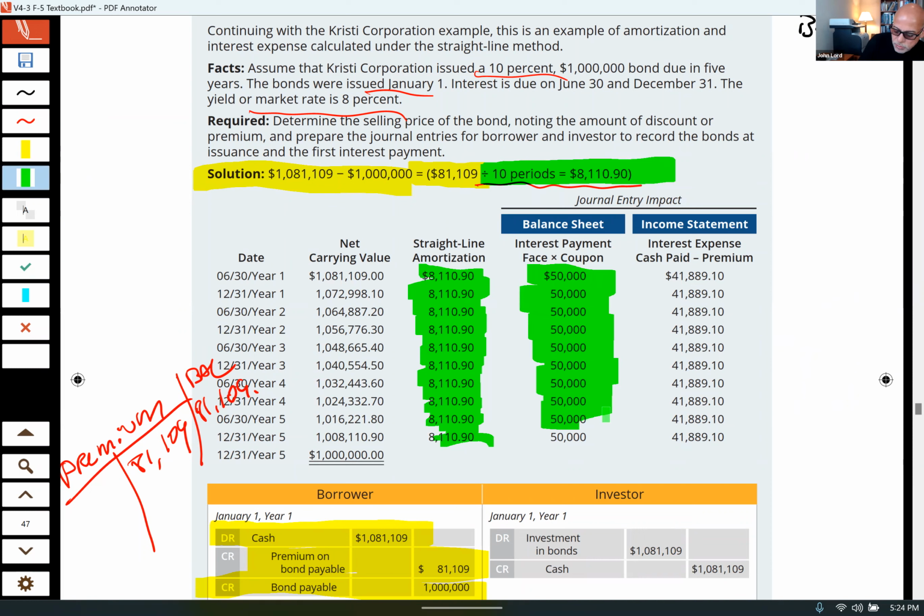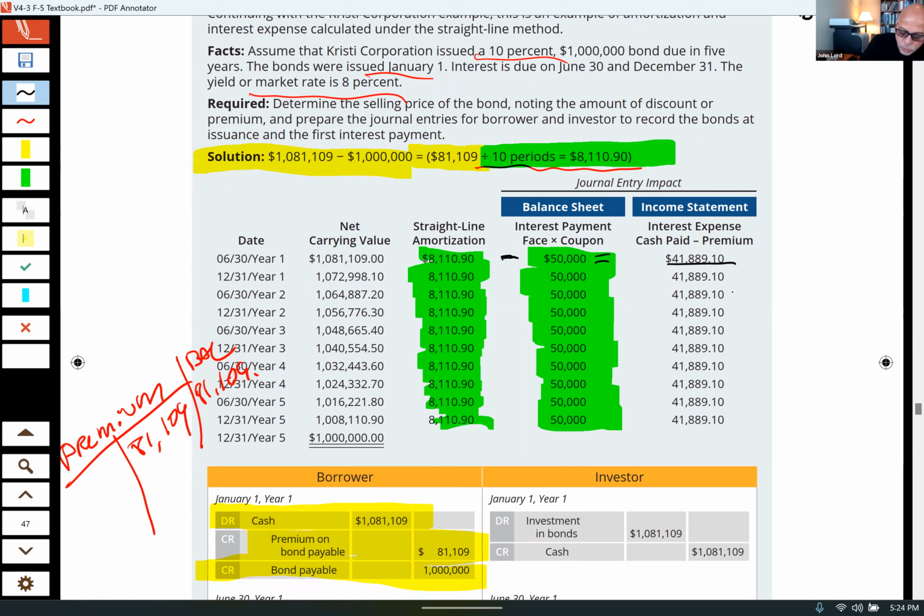I don't care if it's a premium or discount bond, that number stays the same. And to calculate the interest expense, we would go ahead and subtract that premium amortization from the cash interest to come up with the interest expense. Okay, and then to figure out the carrying value, we subtract that premium amortization from the previous carrying value to come up with the new carrying value.